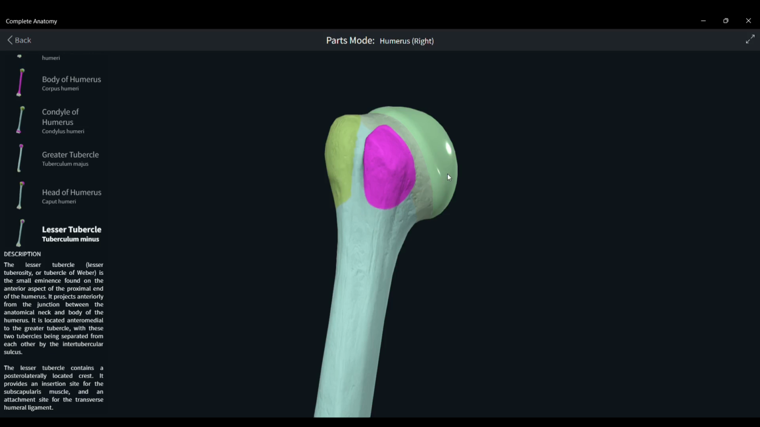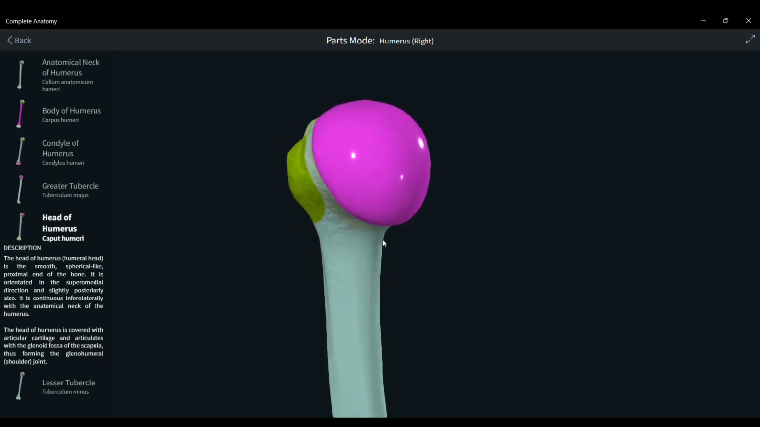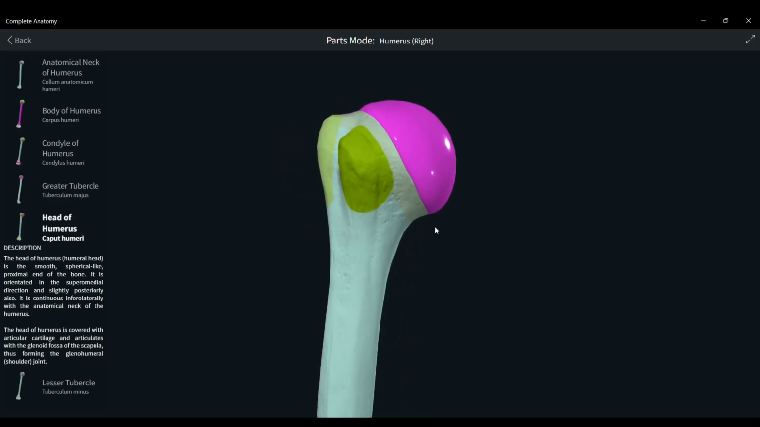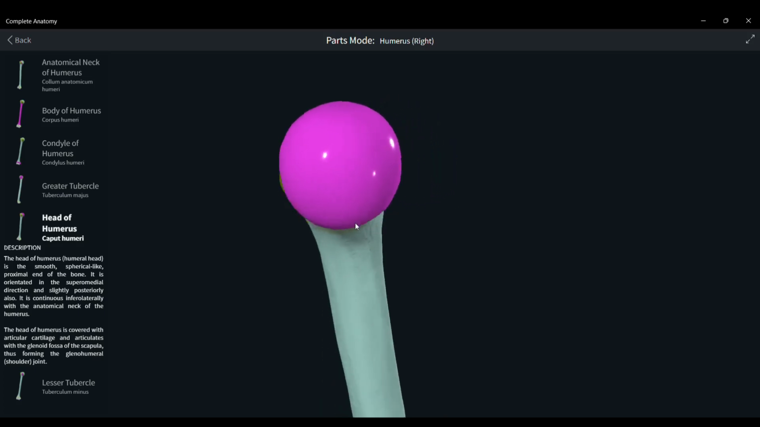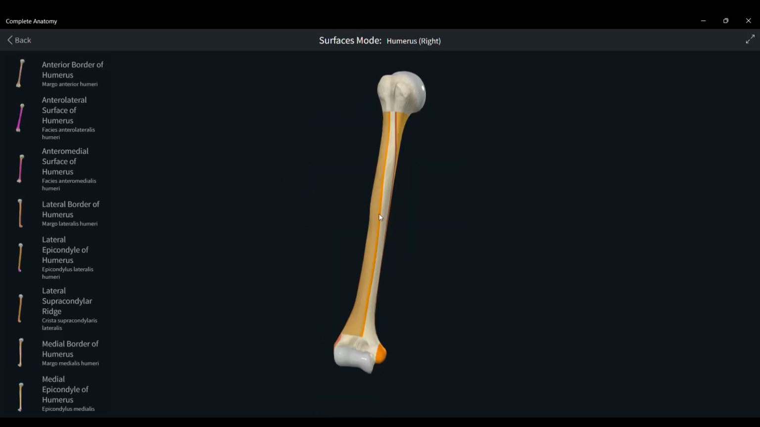Finally, let's look at the head of the humerus, the caput humeri. The head faces medially, upward, and slightly backward. Its spherical surface fits precisely into the glenoid cavity of the scapula, allowing a wide range of motion in the shoulder joint. Now we come to the longitudinal borders and surfaces.